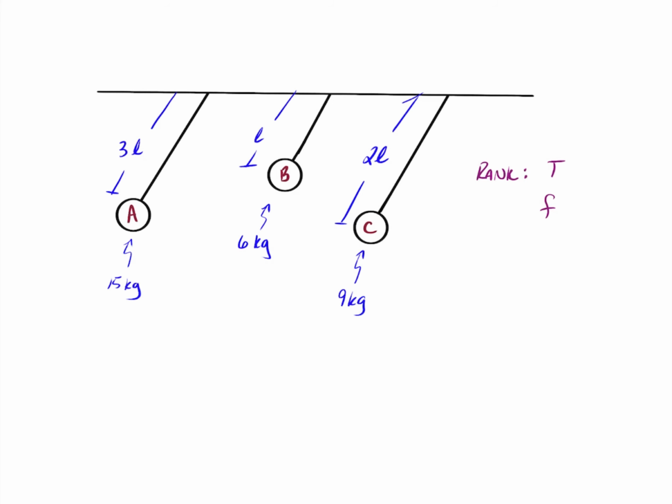All right, so what if it wasn't quantitative? What if it was a qualitative, maybe ranking type question? In this case, you're given 3 pendulums with lengths 3L, L, and 2L respectively. So B is the shortest, C is twice as long, A is 3 times as long, and you're given 3 different masses, 15, 6, and 9 kilograms, and you're asked to rank the period of those pendulums as well as the frequency of those pendulums.